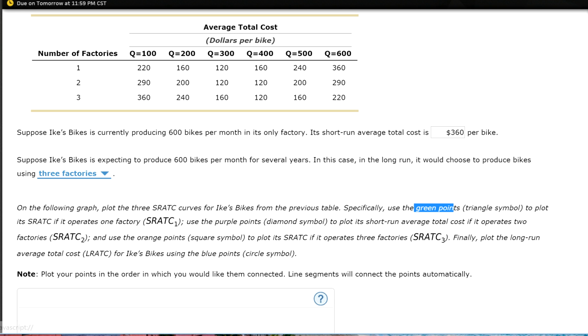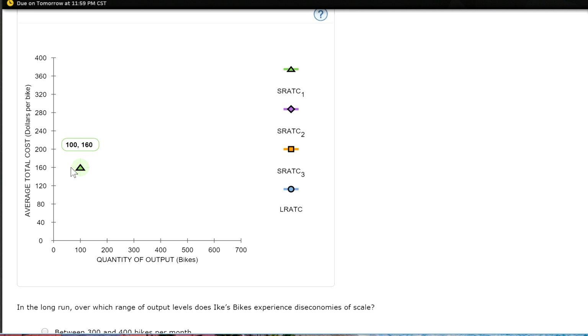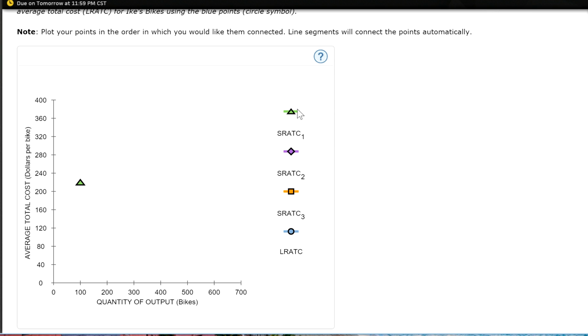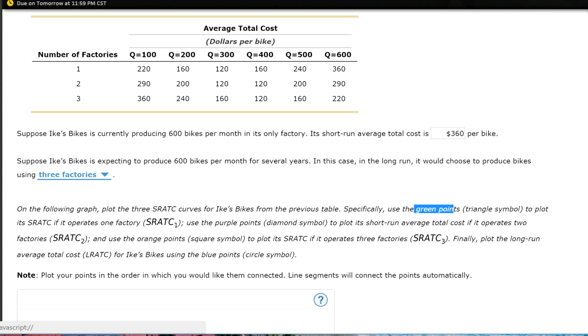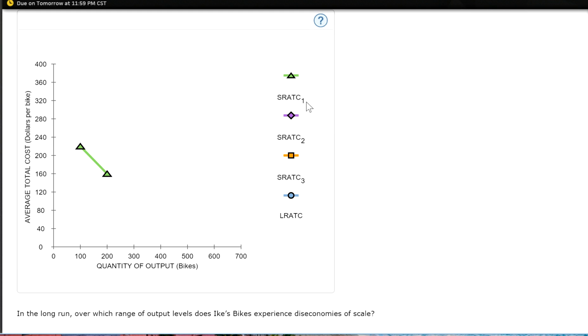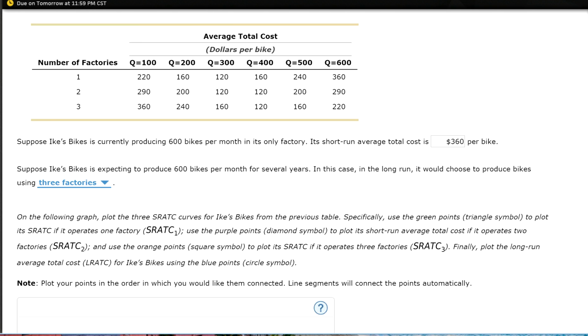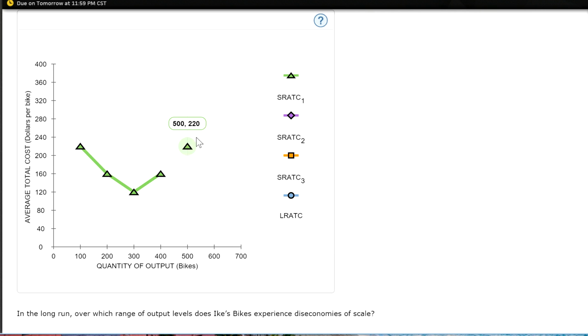All right, so let me go down. When quantity is 100, the cost is 220. That's my first point. Second point, 200, 160. So at 200, this is going to be 160. And then next will be 120, 160. So 120, 160, and then keep going. 240, 360. All right, so that's the first one.